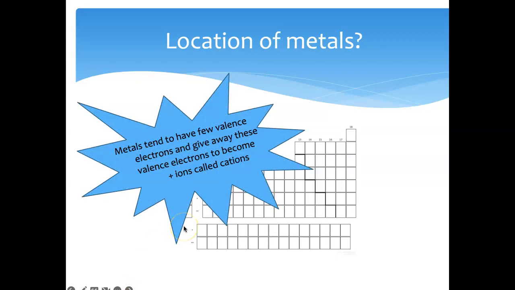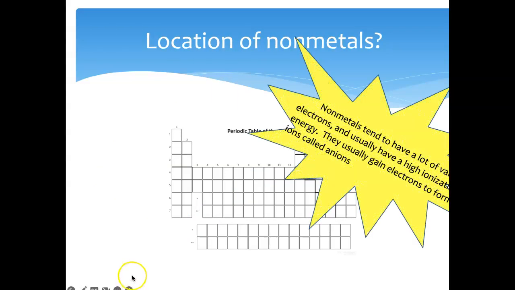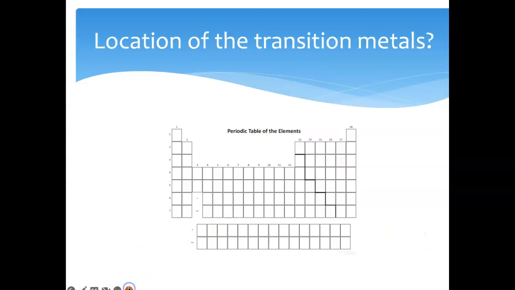Also, looking at the periodic table, you need to know the location of the metals. Hopefully you're thinking, yes, the metals are over there on the left side. They like to give away electrons to become positive ions. That's why metals are such great conductors of both heat and electricity, because they don't hold on to their electrons tightly. How about the nonmetals? Yes, on the right-hand side. These atoms tend to have a lot of valence electrons. Typically, they're smaller than the metals on the other side. And they typically have a high ionization energy, which means it's going to take a lot of energy to remove an electron from a nonmetal. They also tend to gain electrons and form negative ions we call anions.